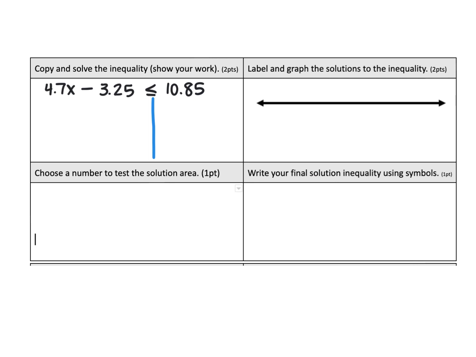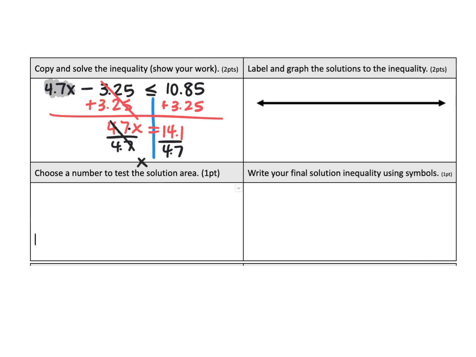So first step, I want to get the 4.7x by itself. So let's do the opposite of subtracting 3.25 and add 3.25 to both sides. Okay, that cancels. So I'm going to do 10.85 plus 3.25. I end up with 14.1 equals 4.7x. Right now, this is a multiplication problem, so I'm going to do the opposite and divide by 4.7. So I'm going to have to go to my calculator and do 14.1 divided by 4.7. Nice, easy number. It ends up being 3.